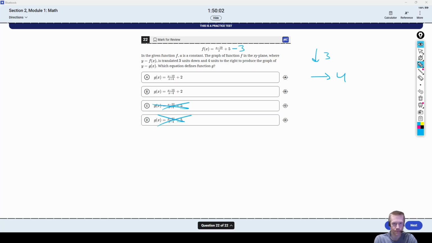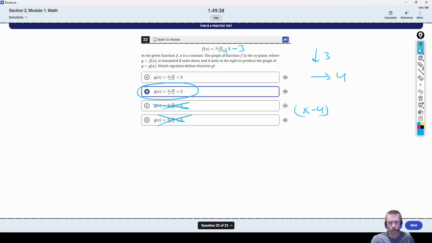Now, for the right 4 units, technically if we're going right 4, it means you replace x with x minus 4. So this x on the bottom is going to get changed to x minus 4. Therefore, the correct answer for this problem is going to be letter B. It's this one right here with the minus 4, not the plus 4.